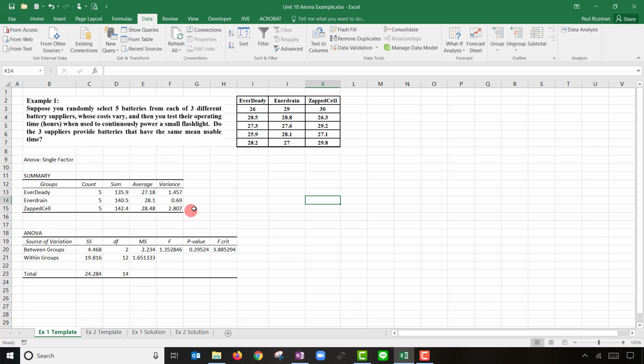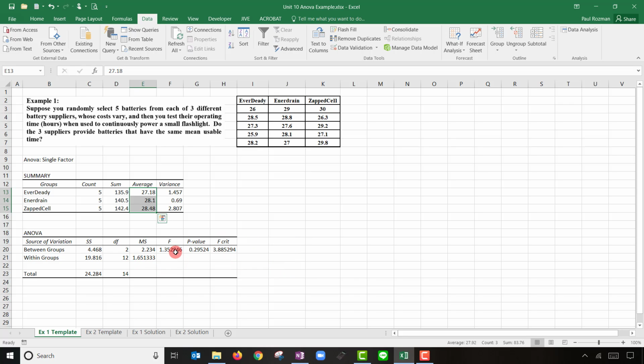Well, it gives us some summary data. It said Everdeady had 5 values, and the sum of the lifespans was 135.9 hours. The average for this column was 27.18, and the variance is 1.457. So it gives us a nice little summary of each one. And basically, we're comparing the means. Like, are these means close enough to one another for us to say, yeah, they all have roughly the same lifespan? But we don't do it directly with the means, we do it with the variances.